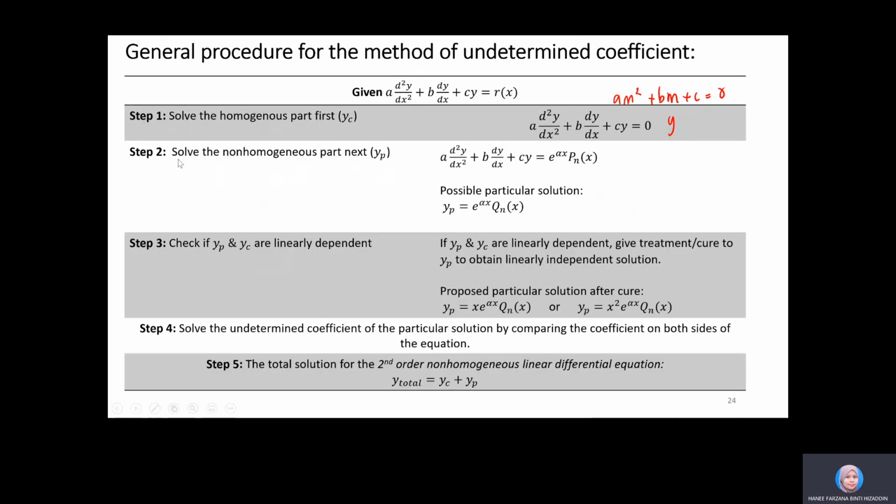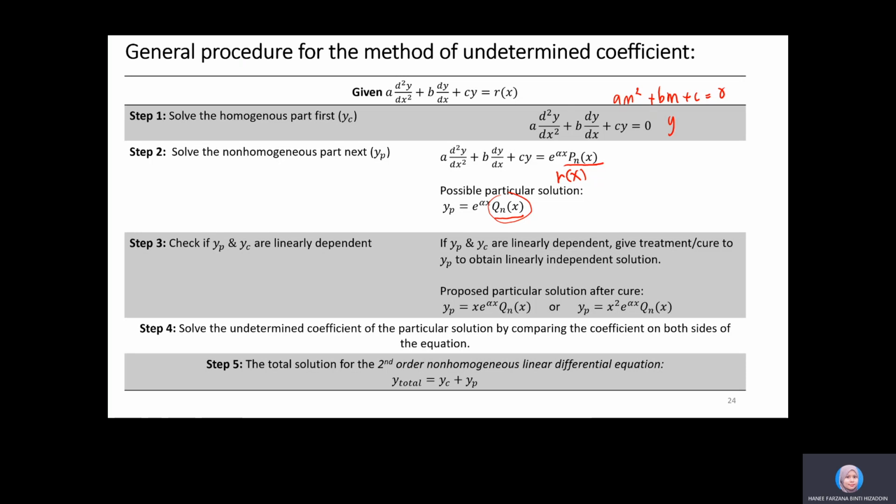And step number 2, after you solve the homogeneous part, we want to work on the non-homogeneous part, yp. So here is your right-hand side, the r of x. Given e alpha x and Pn, we want to find out what is the Qn here. So the proposed particular solution is thus yp equal to e alpha x, we just bring it down, and the different thing here is the Qn. What is Qn? We're going to look at the next slide.